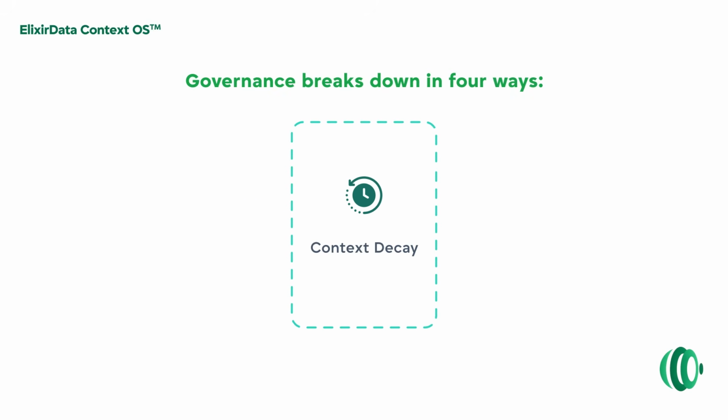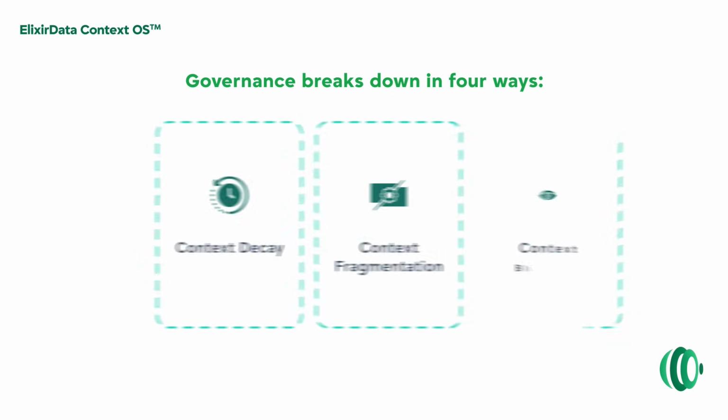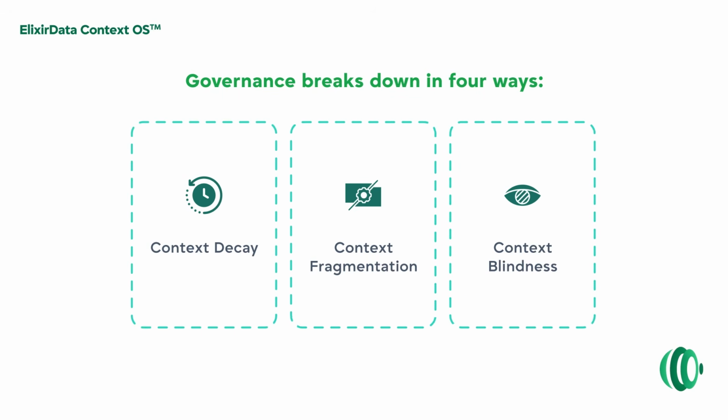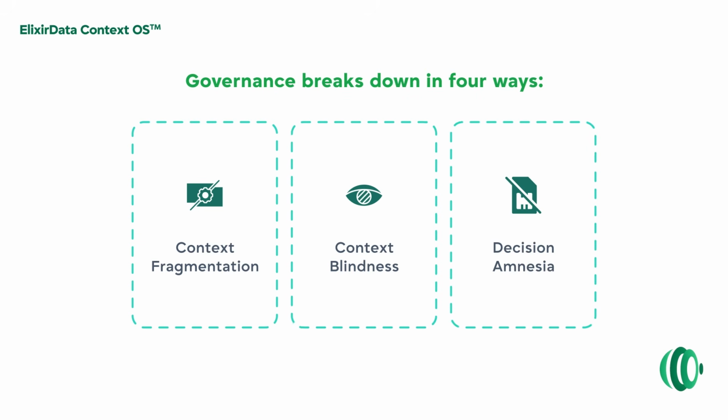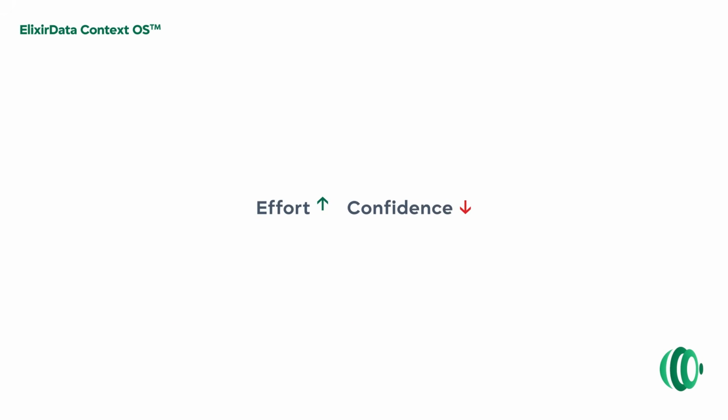Context decay. Evidence arrives after the system changes. Context fragmentation. Policies, controls, and evidence don't connect. Context blindness. Control presence is measured, not effectiveness. Decision amnesia. Repeated decisions without learning. As systems scale, compliance effort increases and governance confidence decreases. The real gap isn't automation, it's continuity.